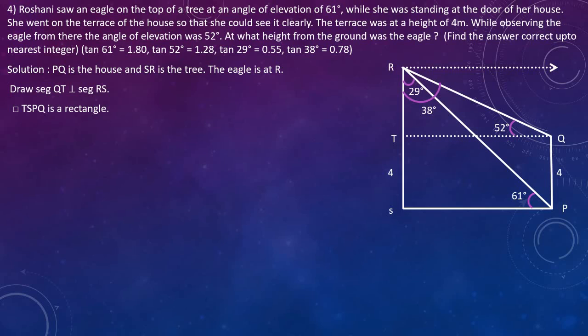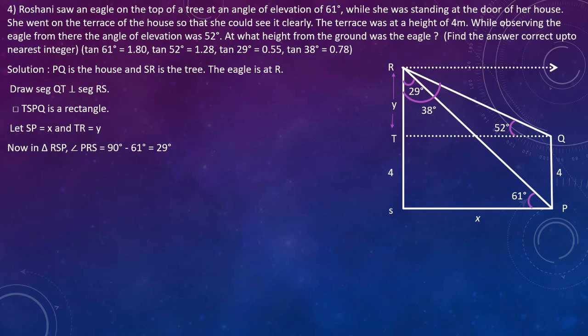Now the terrace was at a height of 4 meters. So PQ is equal to 4 meters. Therefore TS will also be equal to 4 meters, because they are opposite sides of a rectangle. Now let us suppose SP as X and TR as Y. Now we need to find the height from the ground to the eagle, that is, at what height from the ground was the eagle, which means we need to find the distance SR.